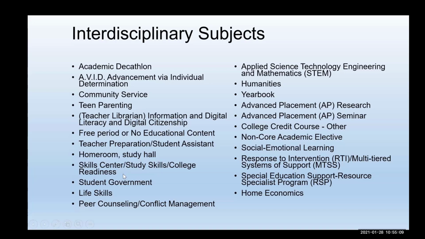Okay, we've also got things for homeroom, study hall. Again, remember, you should only be reporting those student assistant and homeroom if the students actually receive credit and grades. We've got student government, life skills, peer counseling, home economics, right? Also in our interdisciplinary subjects, we've got RTI, multi-tiered systems of support. So if you've got your RTI teachers, you could report their assignments this way. Also your RSP teachers, your special education support resource specialists. There's a specific code for them.